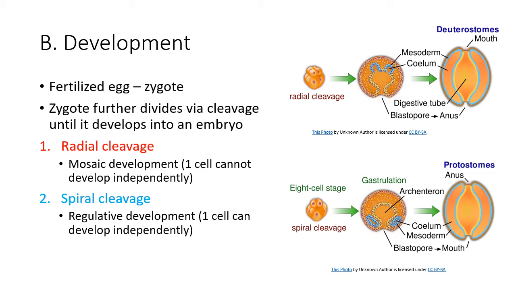Whereas spiral cleavage, those cleavage furrows, those lines between them, are offset by 90 degrees, so they don't line up in their cellular divisions. Spiral cleavage also has regulative development, where one cell then can become a whole new organism. Hasn't differentiated into something else at that point.